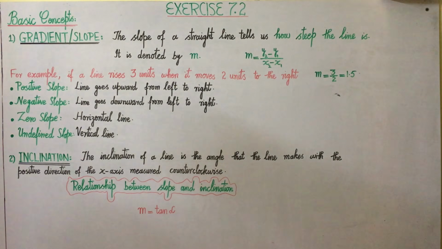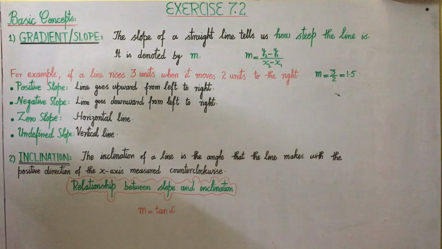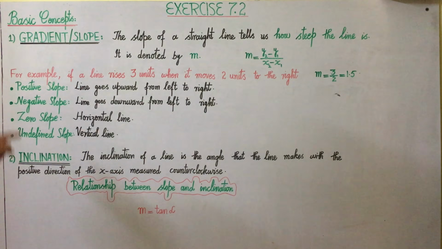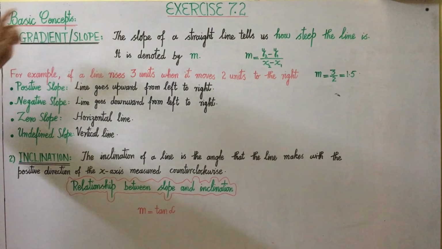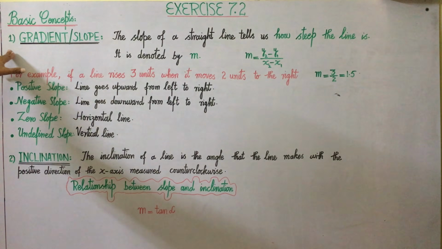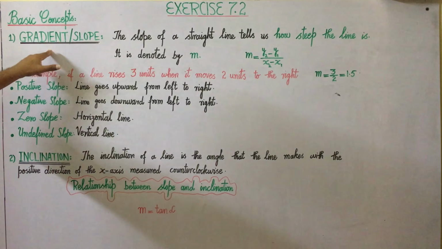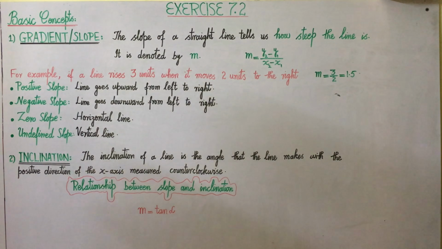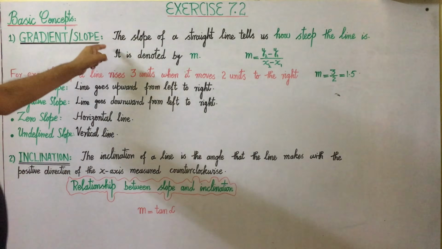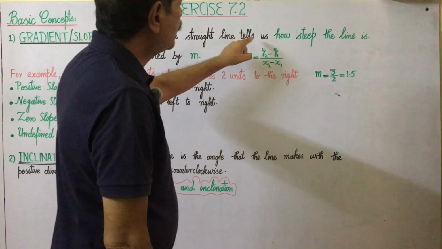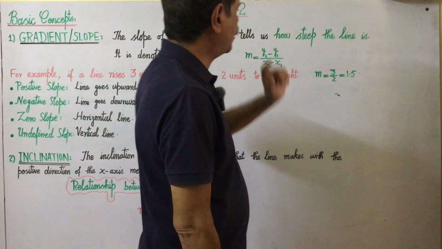Before attempting questions of exercise 7.2, we need to know some basic concepts. Number one, what is gradient or slope? It is called either gradient or slope. The slope of a straight line tells us how steep the line is.